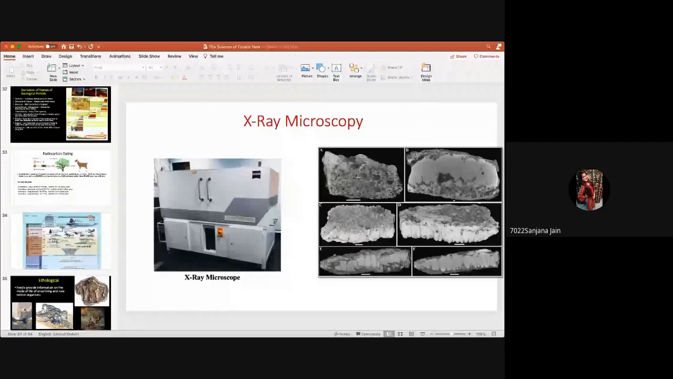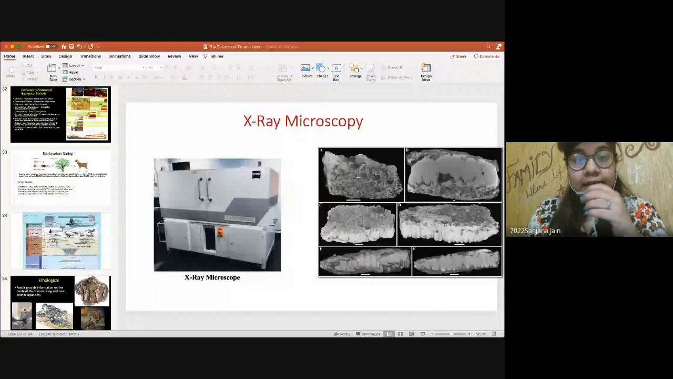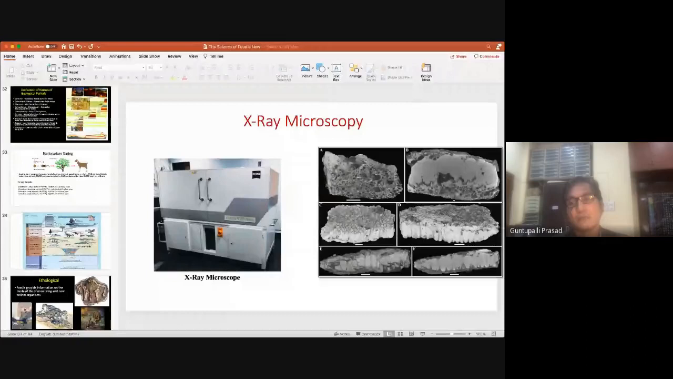Sir, is there a massive drop in quality of Cretaceous and Triassic dinosaur fossils? Cretaceous, please, can you repeat? Cretaceous and Triassic dinosaur fossils. When you compare, you mean to say the number of dinosaur taxa from Triassic to Cretaceous? Is it the question? Yes, sir.